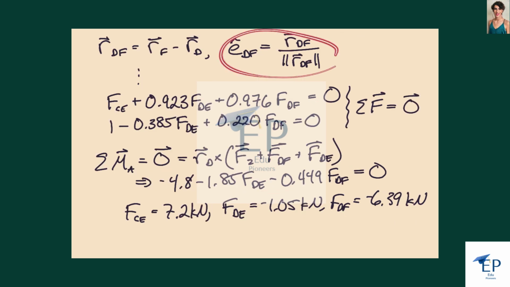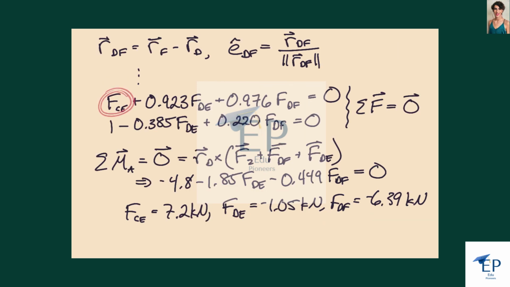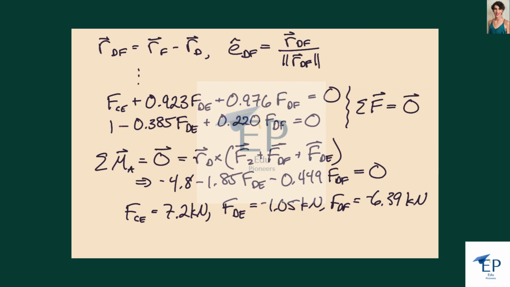So we can do all that, and then we can just use summation. We sum the force vectors and set that equal to the 0 vector. If we break it out in components, in the x direction we get FCE, and then the x component of FDE and the x component of FDF. And in the y direction, we have 4 kilonewtons and this totals 3 kilonewtons, so we get 1 kilonewton, and then the y component of FDE and the y component of FDF.